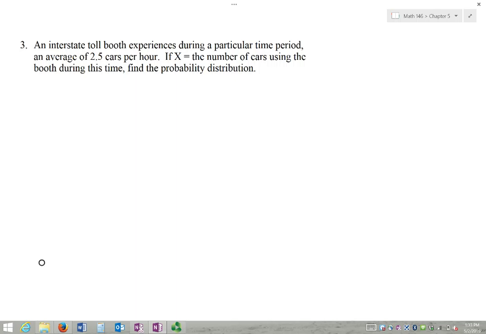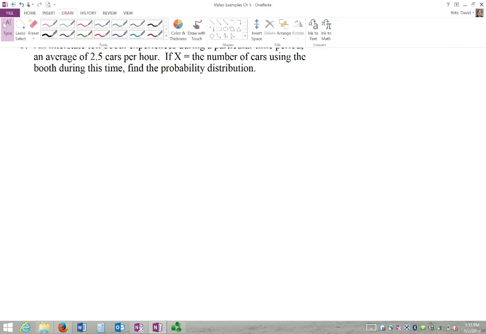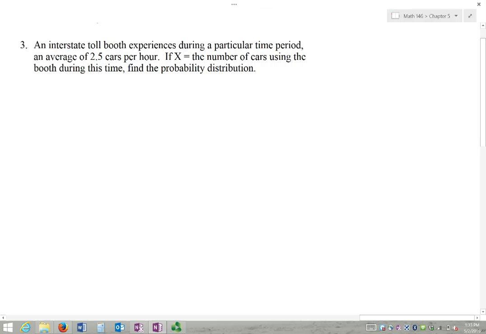And anytime you're just given an average, you're just given a value for the mean, either directly or indirectly, then that tells us that we're dealing with a Poisson process, a Poisson random variable. And so the mean is given, that's going to be 2.5.